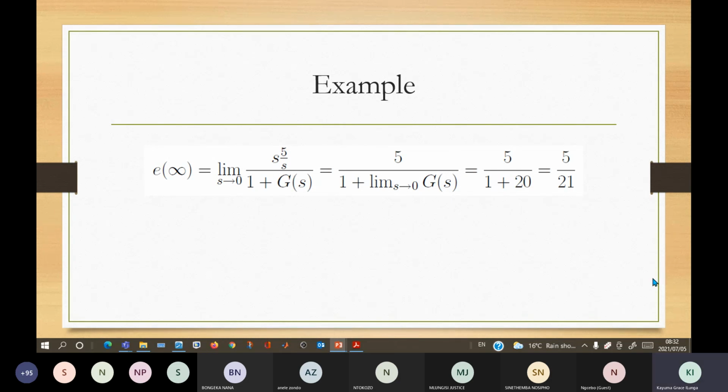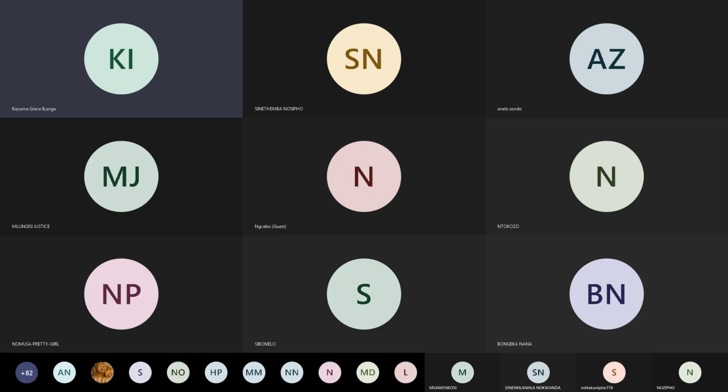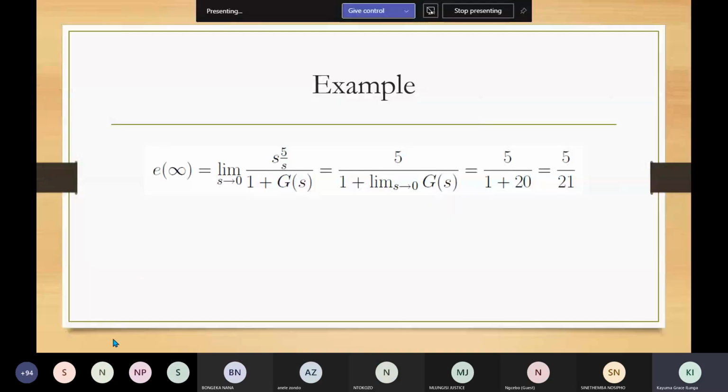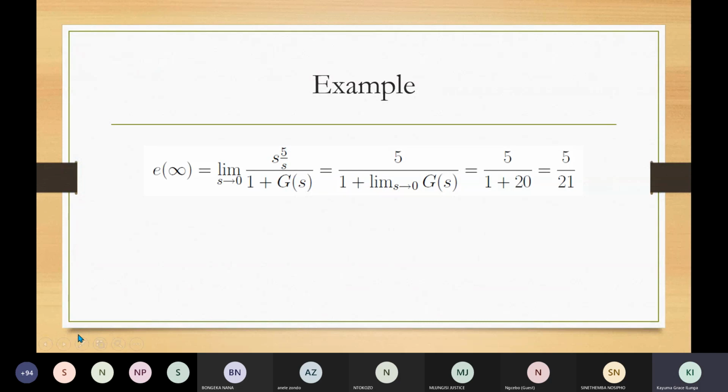Guys, let me just stop sharing. Then I can restart so I can have those tools to explain with. Okay. Now remember, I think all of you understand where this is coming from. It's just the formula of the steady state error.